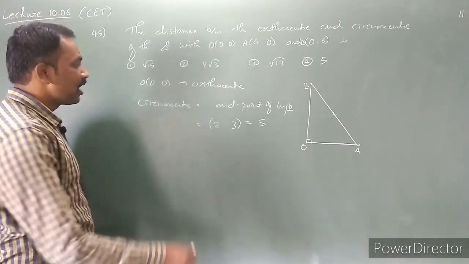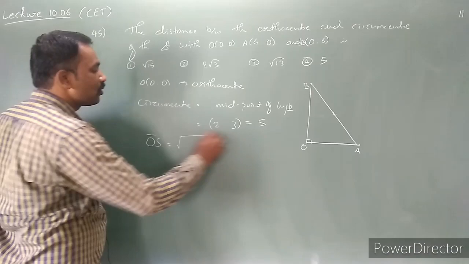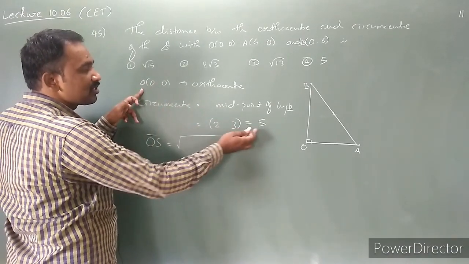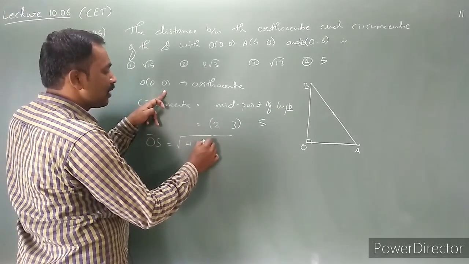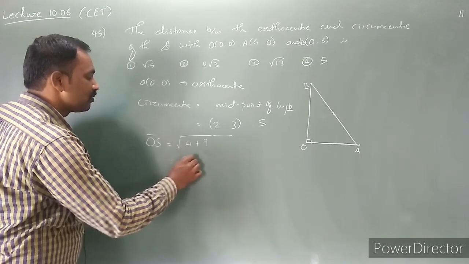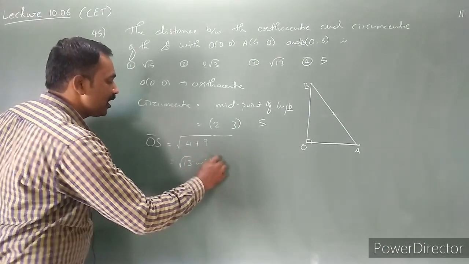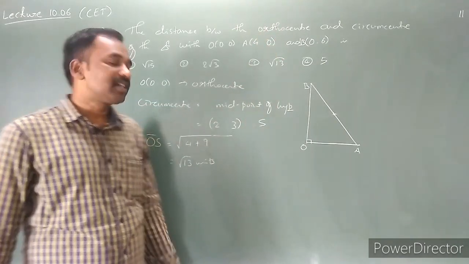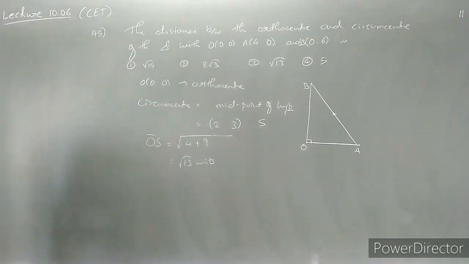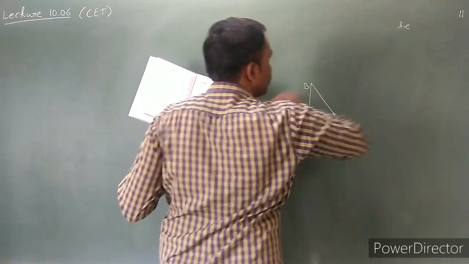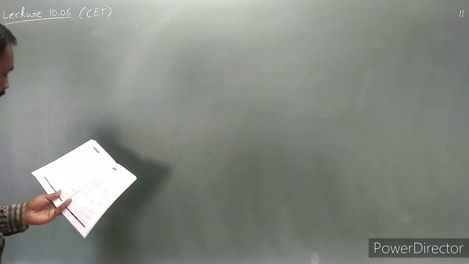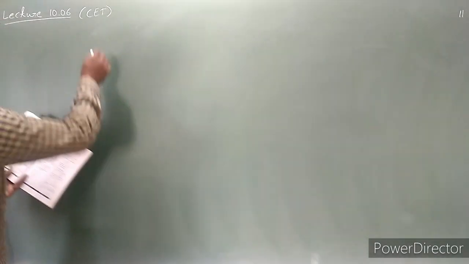Now we need the distance between the orthocenter and the circumcenter. OS is equal to the square root of the distance of this point: 0 minus 2 whole square is 4, 0 minus 3 whole square is 9, 9 plus 4 is 13. So the required distance between the orthocenter and the circumcenter is root 13 units. Hence the solution. Now let's go to the next example. Very simple. If it is a right angle triangle, finding the orthocenter and circumcenter is very easy. Okay, now the 48th question.